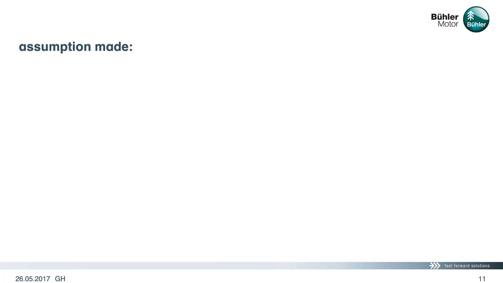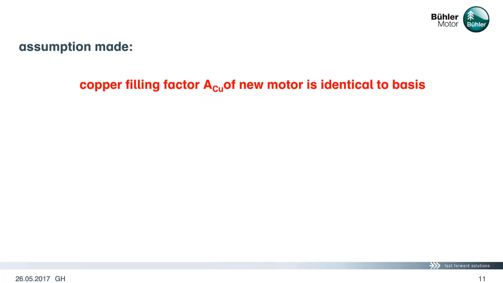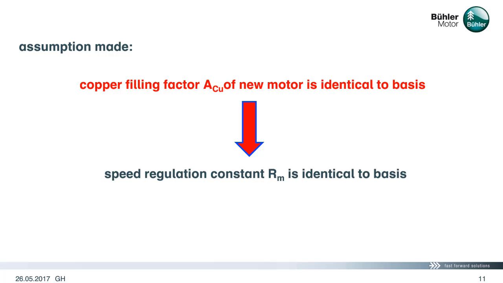Remember, the assumption made was a constant copper filling A sub Cu. As A sub Cu is identical to the basic motor, also the speed regulation constant R sub m is identical to the basic, and this means the speed torque curves are parallel.